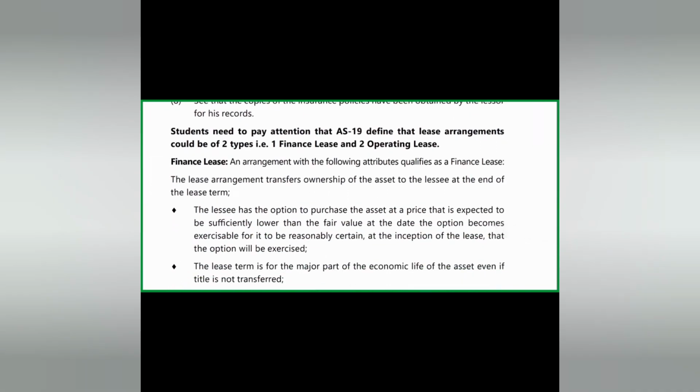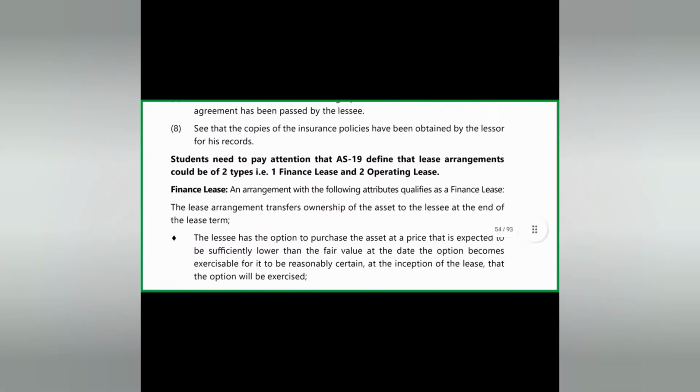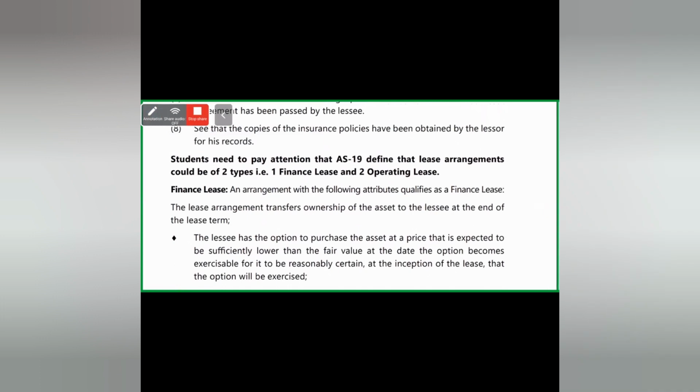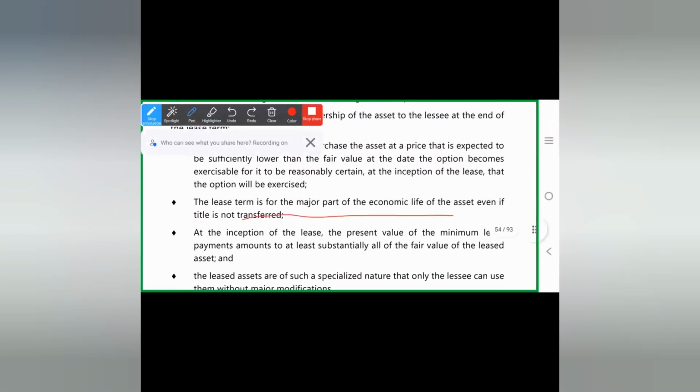All right, now AS 19 defines two types of leases. One is finance lease, other one is operating lease. So finance lease is an arrangement wherein the lease agreement transfers ownership of the asset to the lessee at the end of the term. So the lessee has the option to purchase the asset at a price that is expected to be sufficiently lower than the fair value.